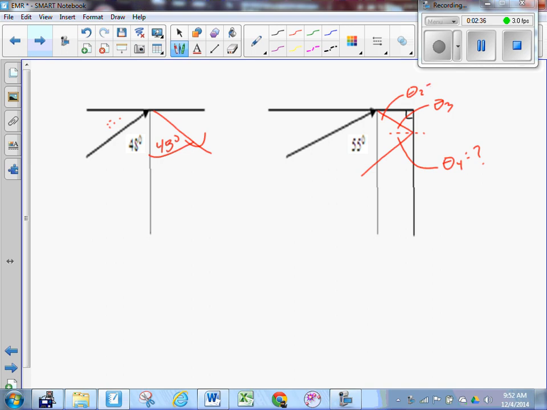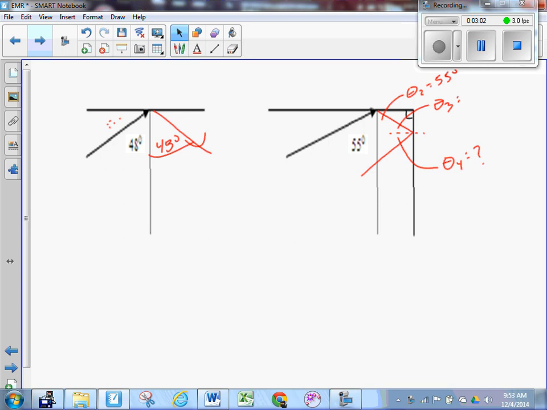55 degrees. What's the value of theta 3? Ooh, that's a tough one. What is it? 55? Half of it? Not Pythagorean theorem, no. But yeah.